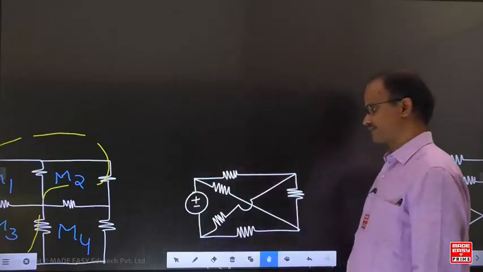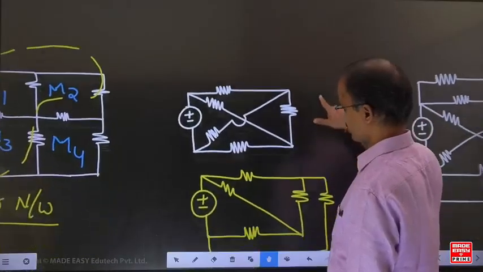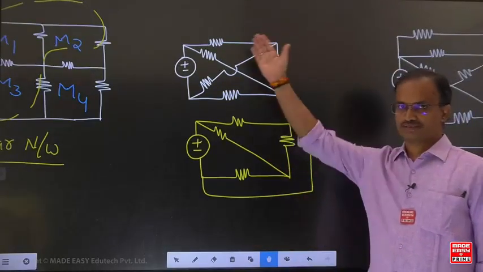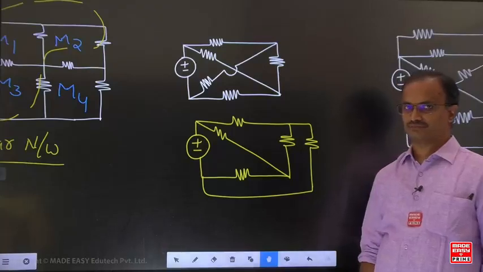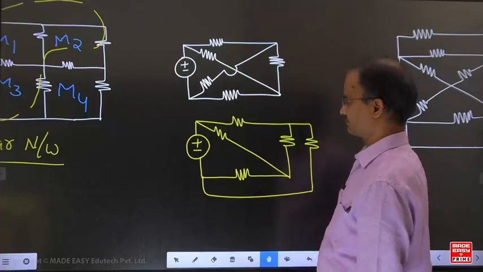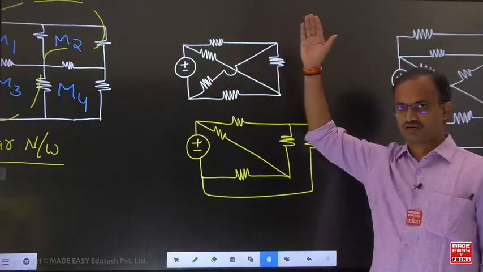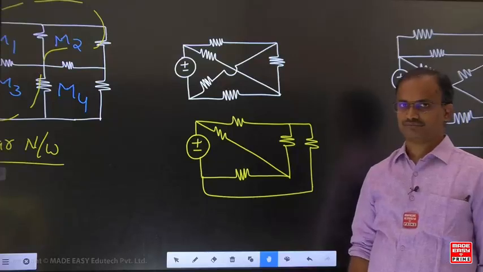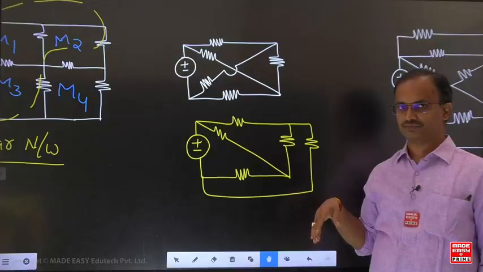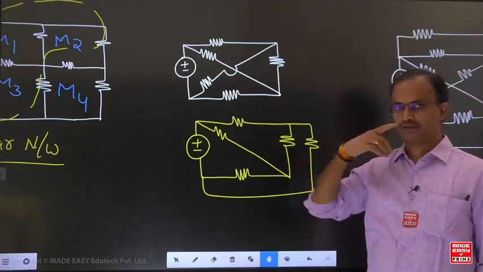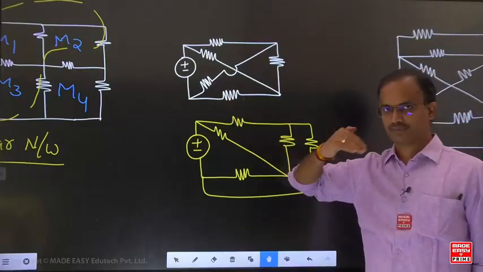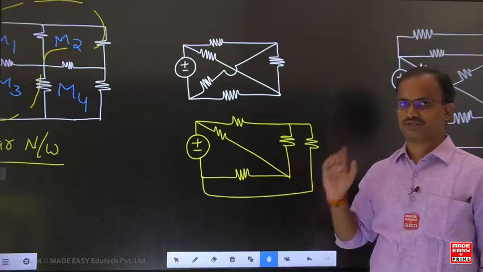Here you have to observe that even though crossovers exist, the same figure we can draw like this. In this example, this connection is indicated outside of this one. Even though a crossover exists, we can redraw this network without any crossover. That means it is named a planar network.